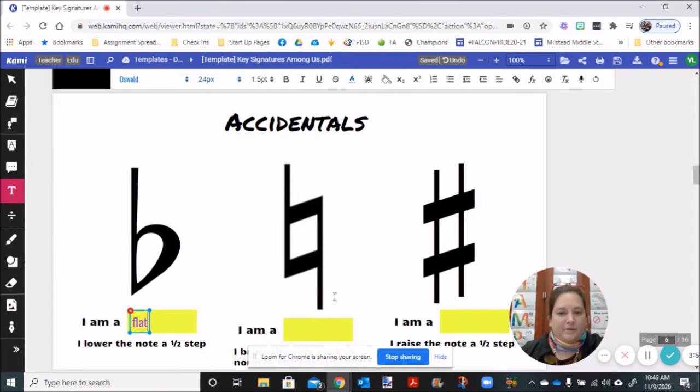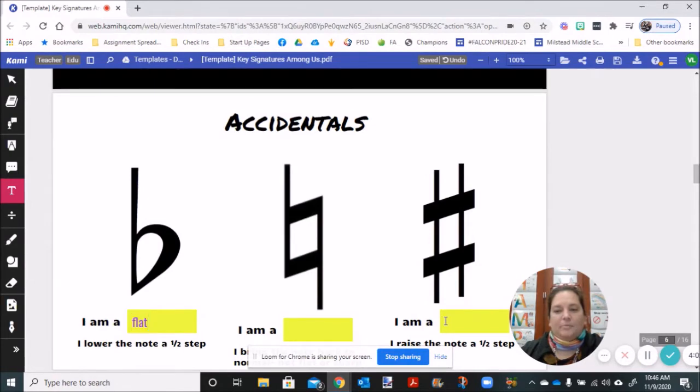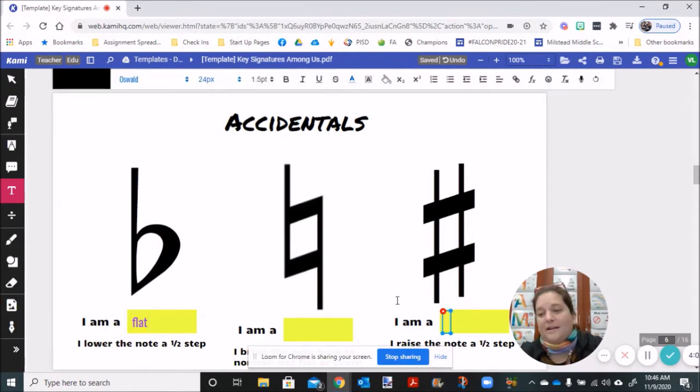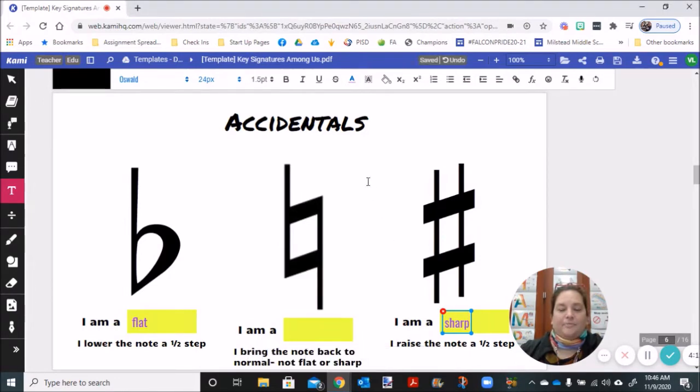Let's skip this one in the middle for a second. Let's go to the one on the far right. It looks like a hashtag, but please don't ever call it a hashtag in band class. It is a sharp. I am a sharp. And I raise the note a half step. So the flat sign lowers the note a half step. The sharp sign raises the note a half step. And I'll explain what that half step means in a second.